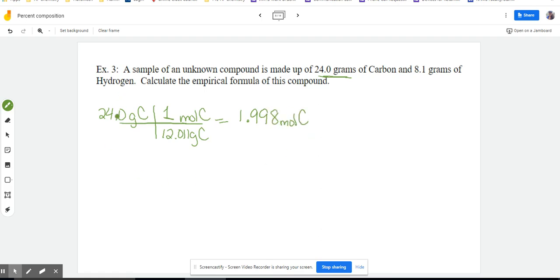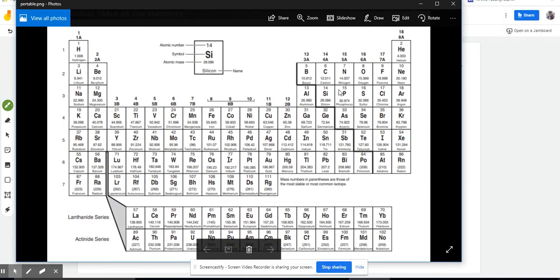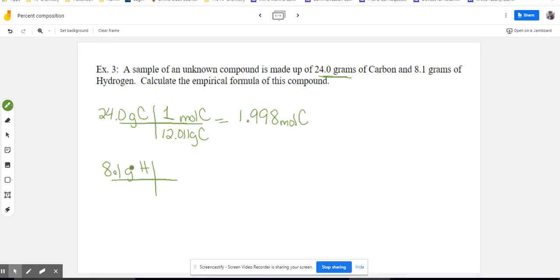Moles of carbon. Then the other value that we had was 8.1 grams of hydrogen. So looking at our periodic table, hydrogen's molar mass, sorry, I forgot to say that earlier too, carbon was 12.011. That's where that number came from. Hydrogen's molar mass is 1.008. So we're going to go ahead and bring that grams of hydrogen down to the right. We're going to be converting into moles of hydrogen. So 1 mole is 1.008 grams.